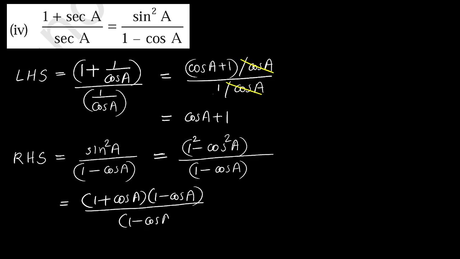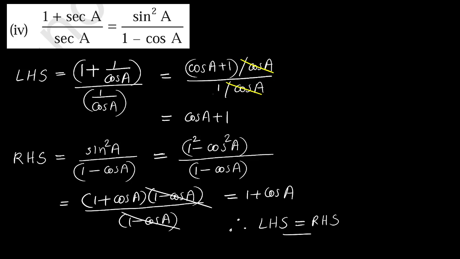Denominator is 1 minus cos A. 1 minus cos A cancels. I got 1 plus cos A. LHS is 1 plus cos A. RHS also 1 plus cos A. So I can write LHS equal to RHS. So in this way also you can prove it. Simplify LHS, simplify RHS. If they are equal, I can write LHS equal to RHS.